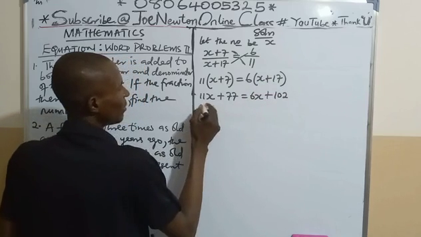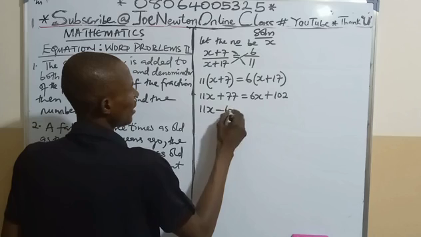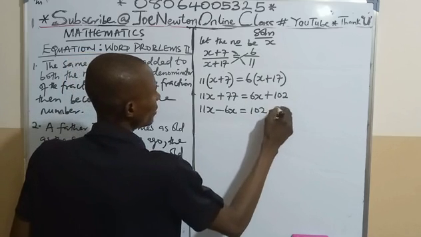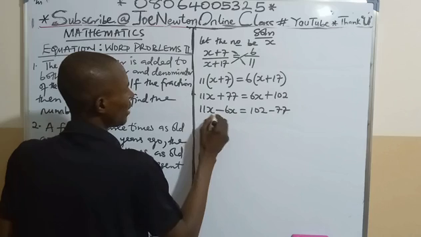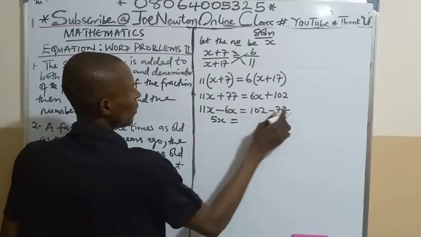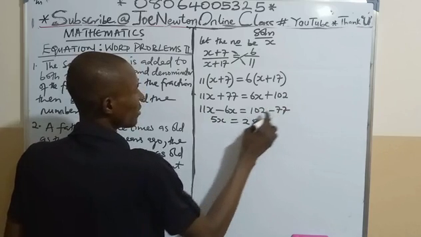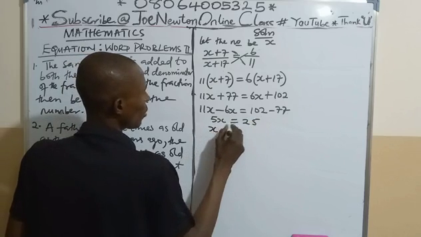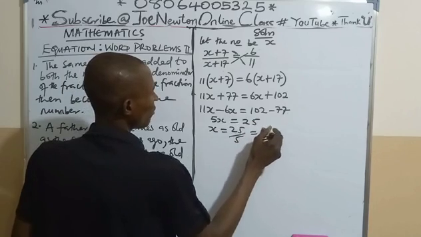Then you collect like terms. We have 11x, this 6x comes over and becomes minus 6x, equals 102, this 77 comes over and becomes minus 77. 11x minus 6x, you have 5x. 102 minus 77 gives us 25, because 12 minus 7 is 5, 9 minus 7 is 2. So we have that x is equal to 25/5. So that number is 5.